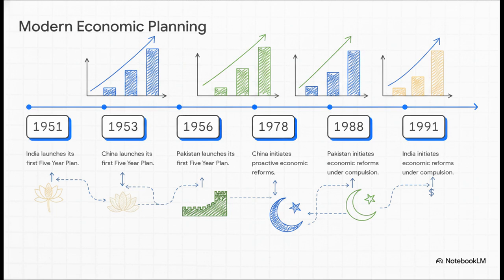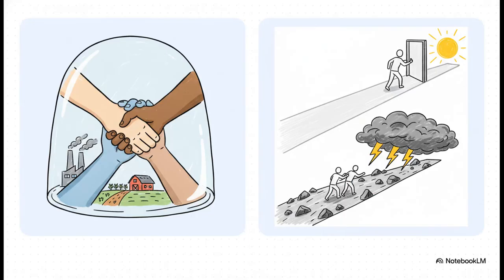But here is where it gets interesting. They introduced major paradigm-shifting economic reforms decades apart. China took the leap first in 1978, followed much later by Pakistan in 1988, and then India in 1991. At the start, India and Pakistan were basically running the exact same playbook. We're talking mixed economies, massive public sector investments, and import substitution to build up domestic industries.